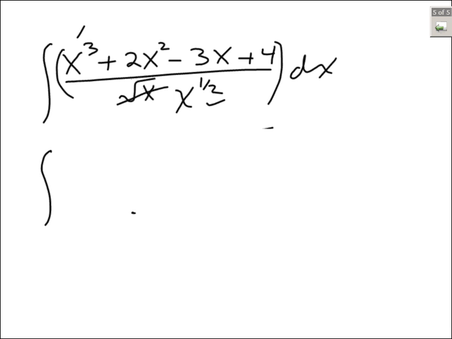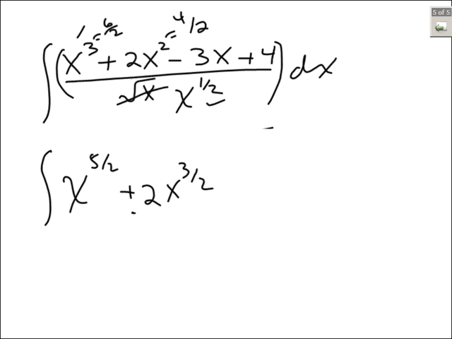x cubed divided by x to the half: 3 minus a half. Remember, 3 is the same as 6 halves. 6 halves minus 1 half is 5 halves, plus 2x to the power 2 is 4 halves. Take away 1 half, get 3 halves.